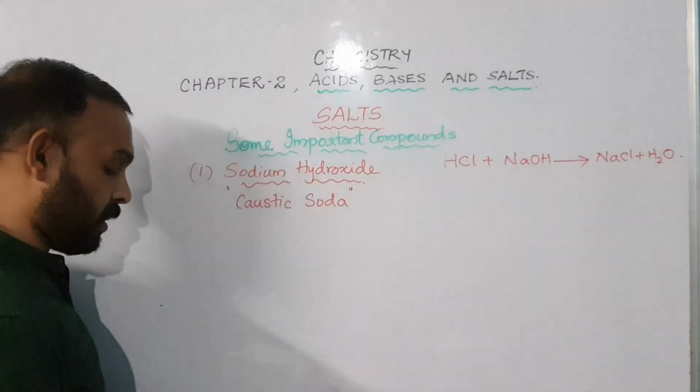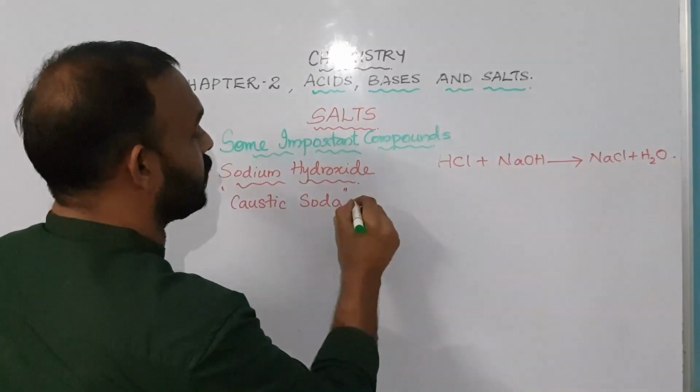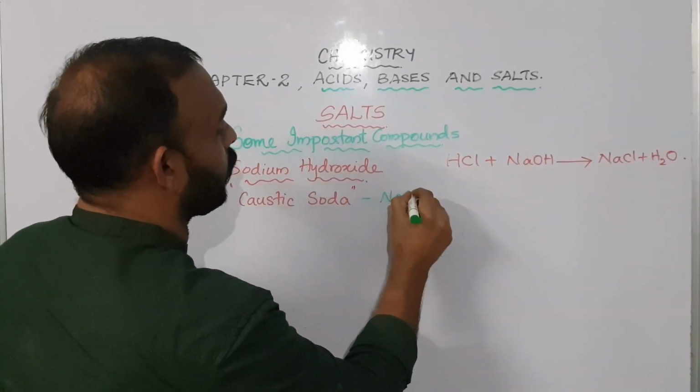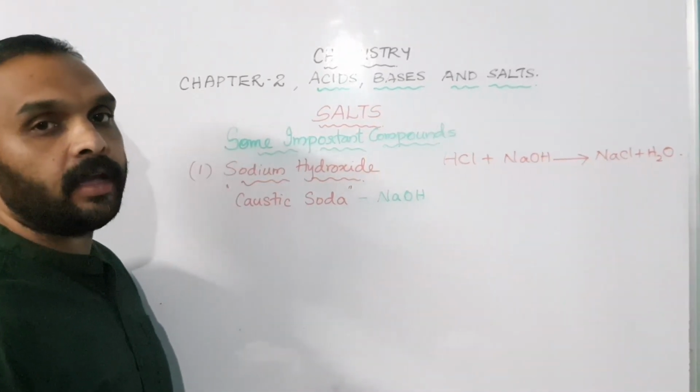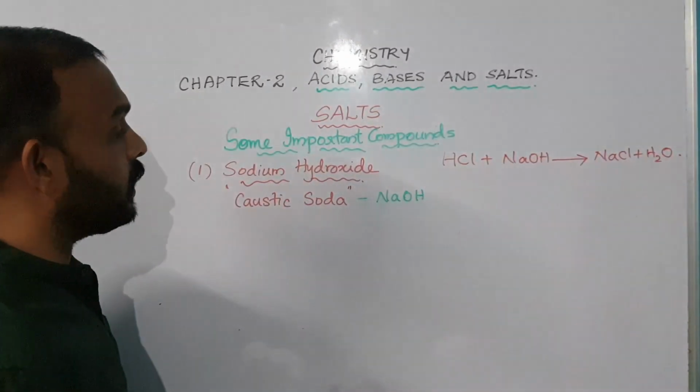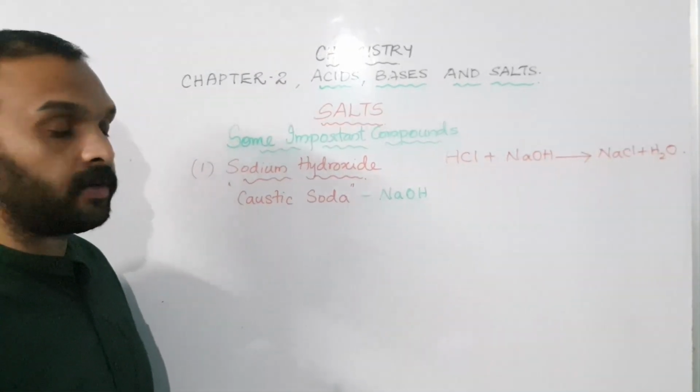Now, what is its chemical name? Its chemical name is NaOH. Sodium hydroxide chemical name is NaOH. Now, let us see the preparation of caustic soda.